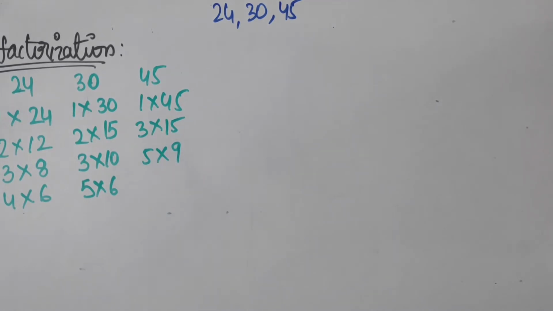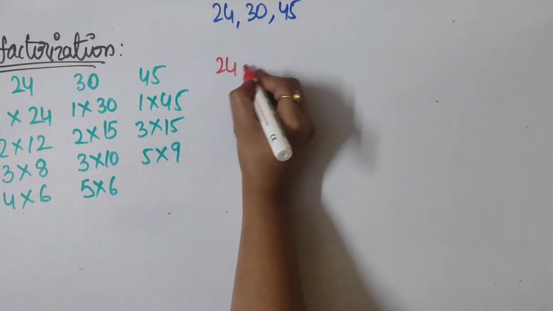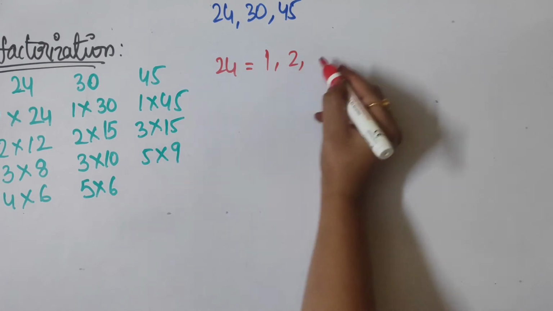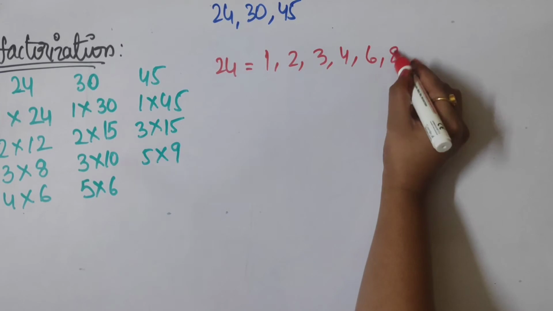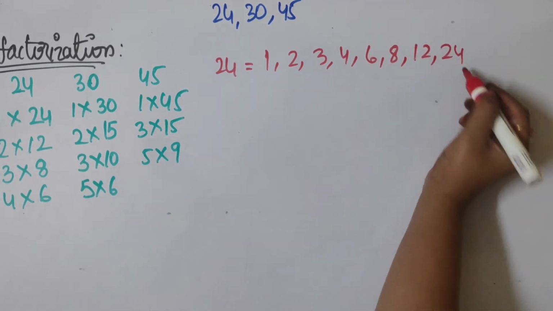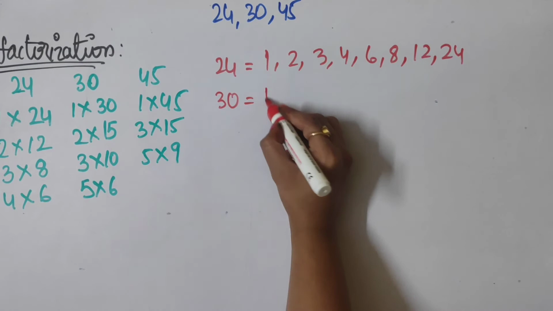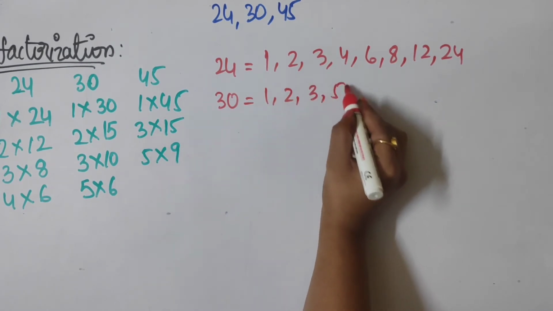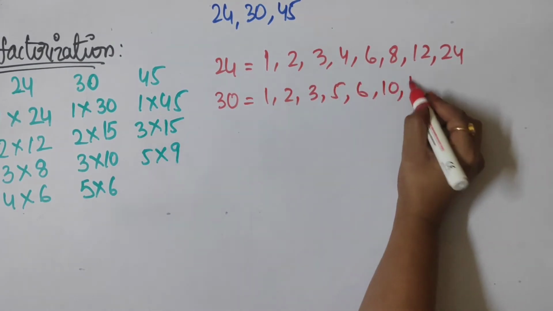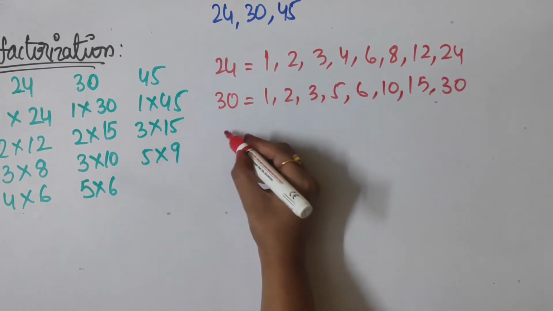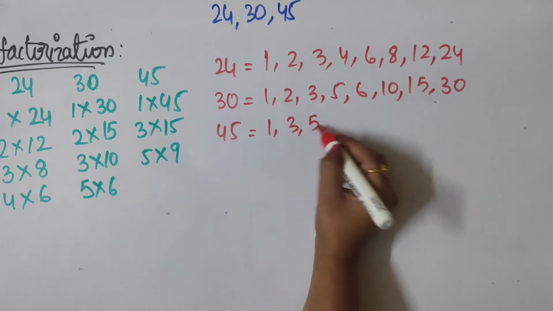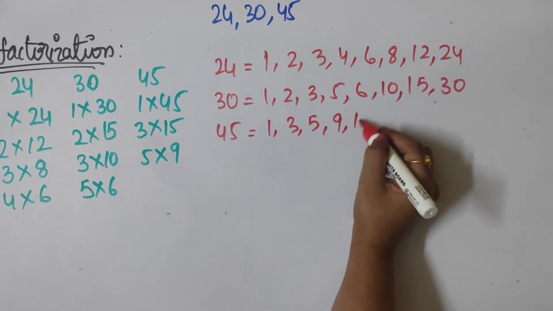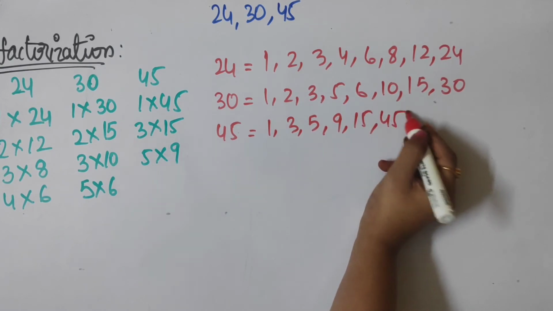Now let's write all these factors here. 24 is equals to 1, 2, 3, 4, then 6, 8, 12, 24. For 30, 1, 2, 3, 5, 6, 10, 15 and 30. For 45, 1, 3, 5, 9, 15 and 45.